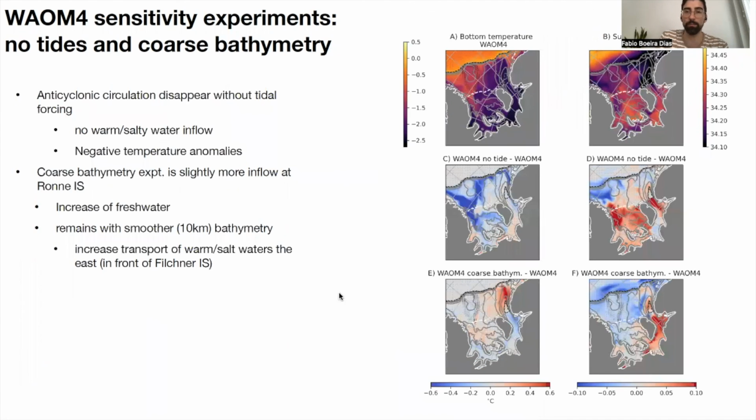Looking again at the bottom temperature and surface salinity anomalies, we found that the tidal forcing is actually essential to simulate that anticyclonic circulation, which brings warm water towards the Ronne ice shelf cavity. So when you deactivate the tides, we lose that circulation, and we have very strong negative temperature anomalies near the bottom in comparison with the original 4 kilometer experiment.